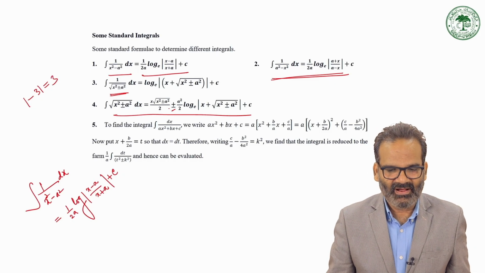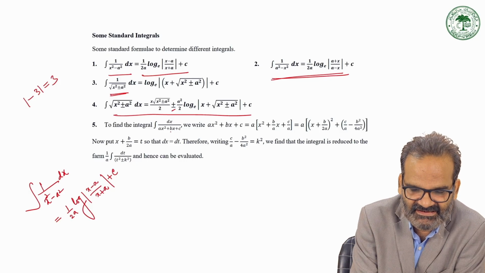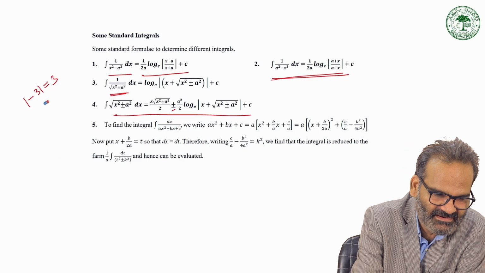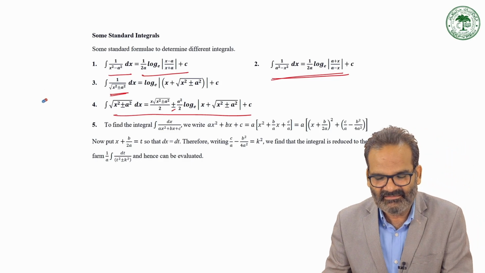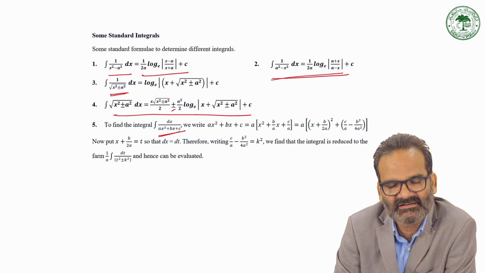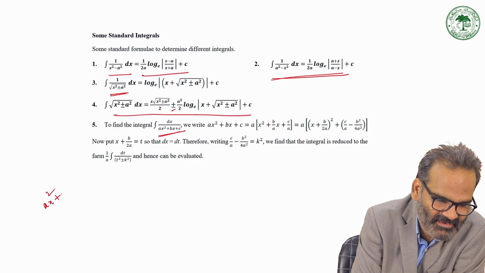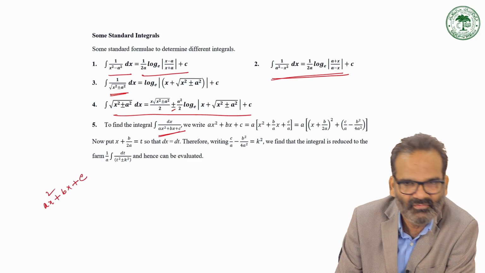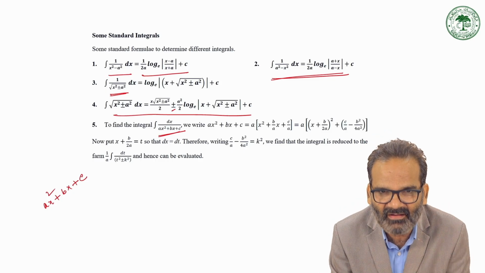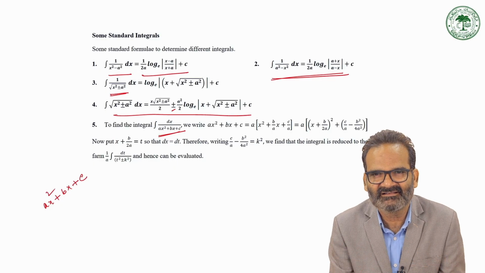Besides these four formulas, we will also encounter some special types of functions like this: dx divided by ax square plus bx plus c. This is also a very special case. If we are given a function of the type dx divided by ax square plus bx plus c, what we will do in this case is use the technique of making the perfect square here. You are all well versed with the technique of making perfect squares from your 9th or 10th standard.